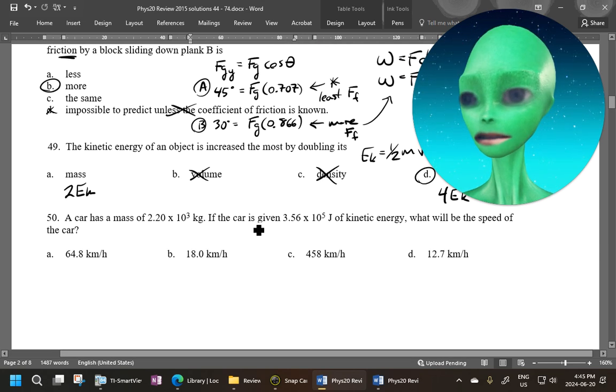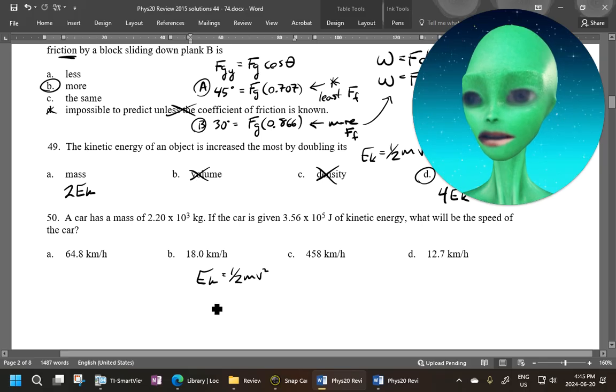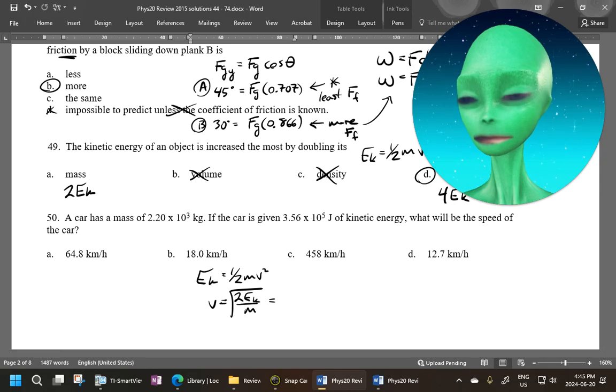A car is a mass of this. If the, what will it be the speed? What? That's a weird question. It seems too easy. We had 2 really difficult questions up there, but then all of a sudden we had this nice easy question. Strange. That other question is really bugging me. I'm going to really think about that question over the night here.